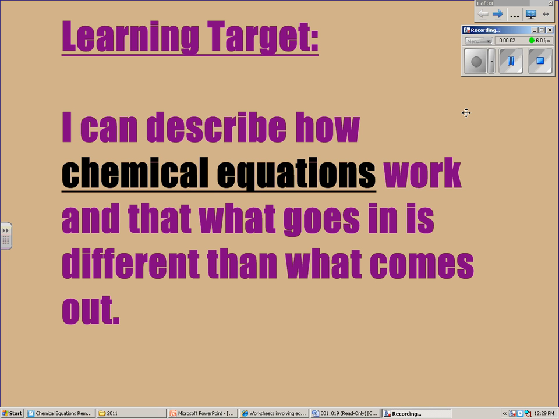Okay, well, our goal today, or our learning target, is to get you better at chemical equations. Specifically, we want you to be able to describe how chemical equations work, and then whatever goes into a chemical equation is different than what comes out. We want you to understand that also.